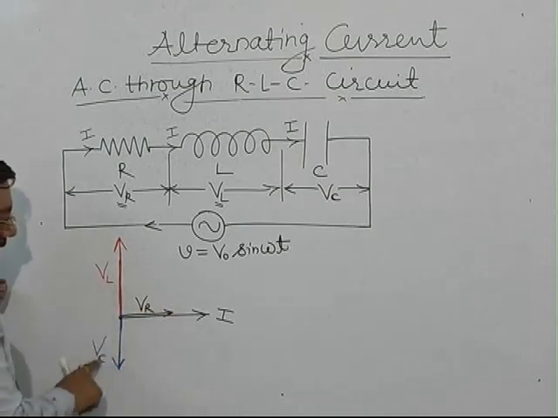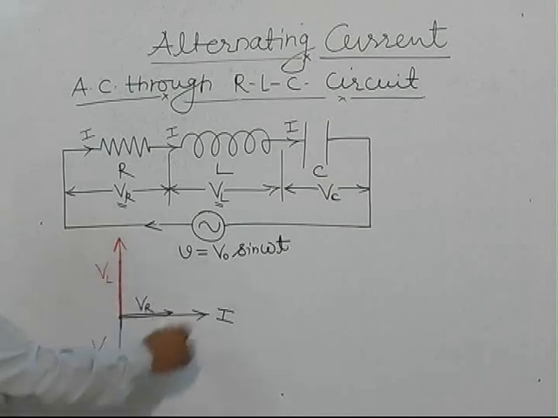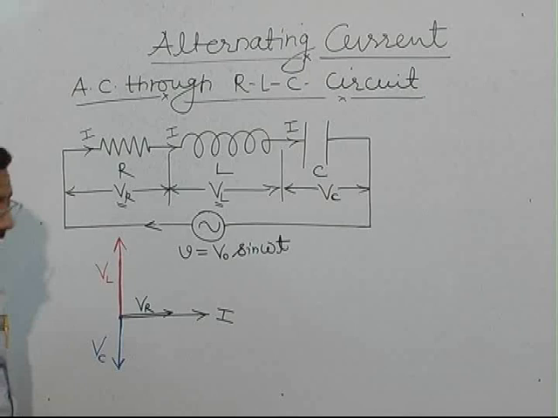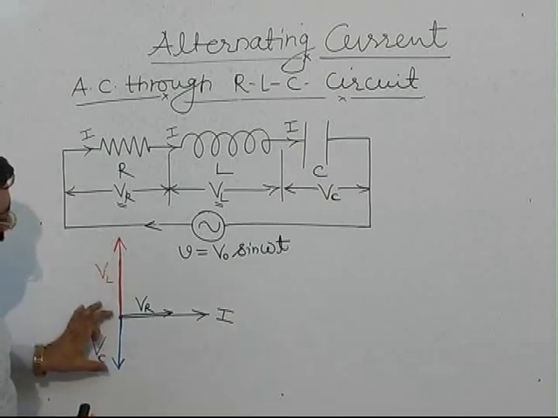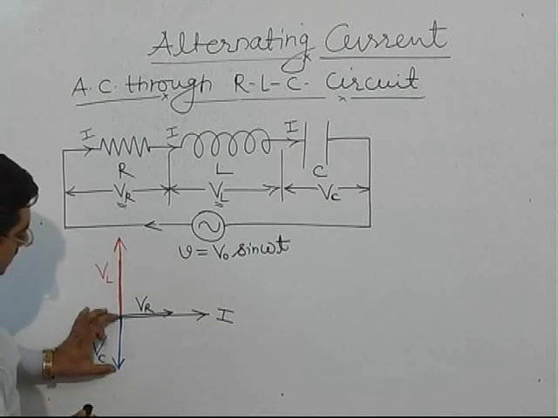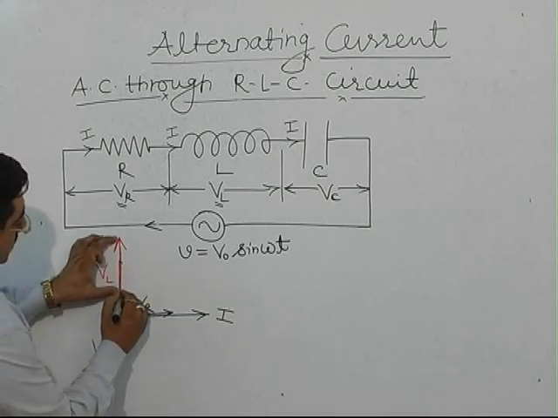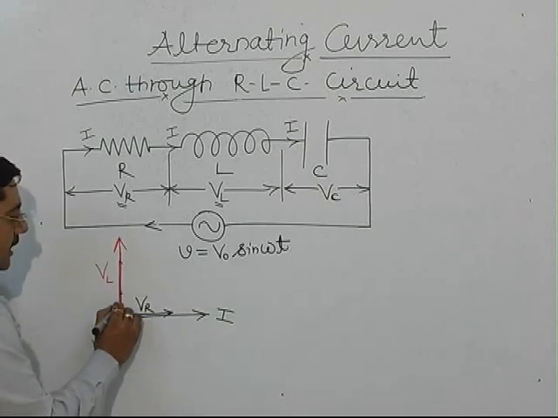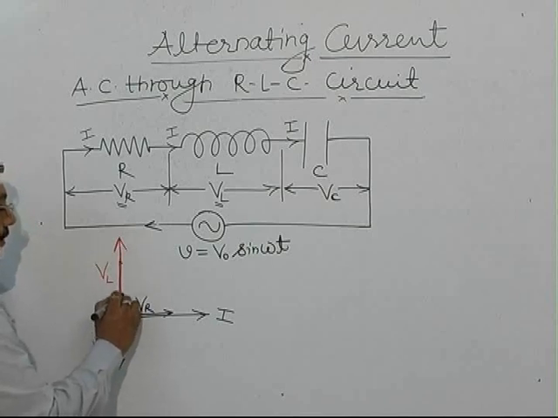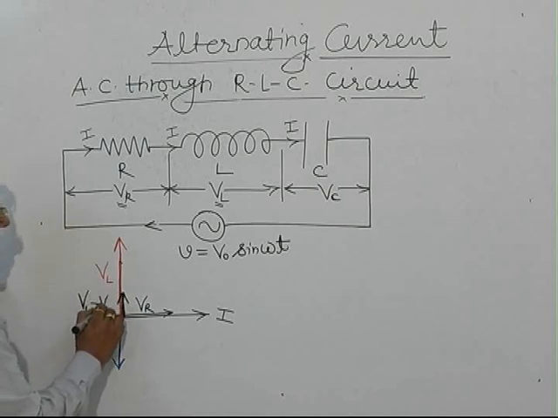VR, VC and VL relative to the current. What is the sum total? VL and VC, they are opposite to each other. VL में से VC को subtract कर दो. Say this is the length. So if you subtract it, remaining is this. What is this voltage? This voltage is VL minus VC.